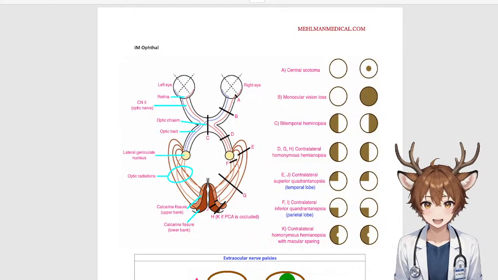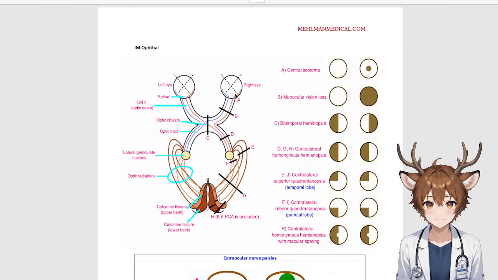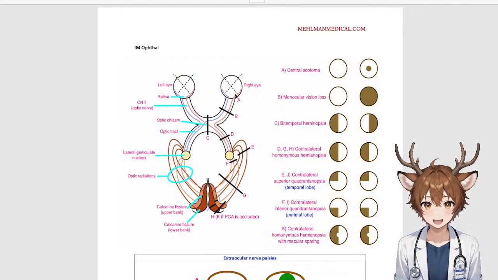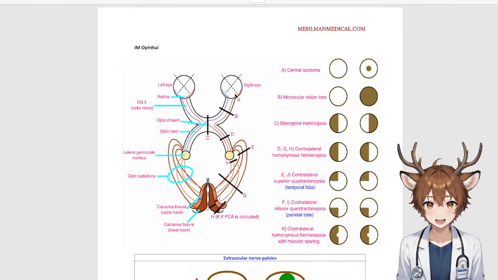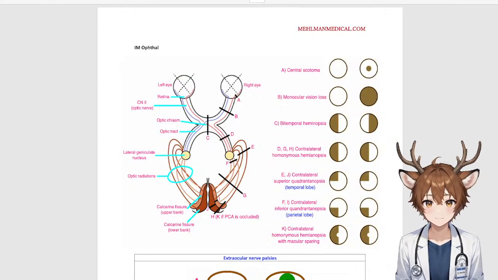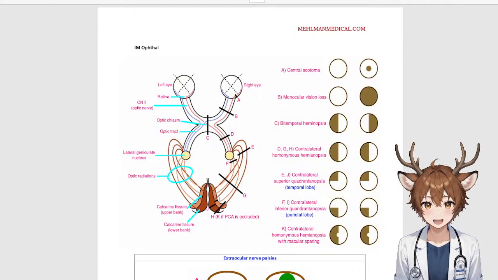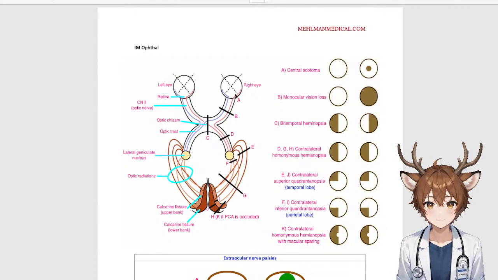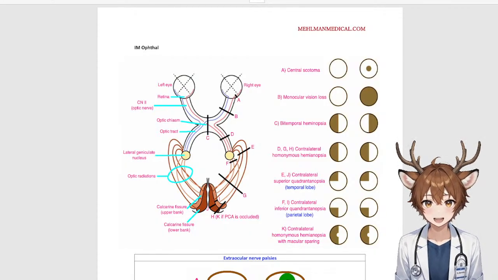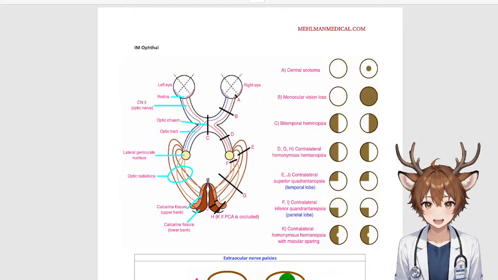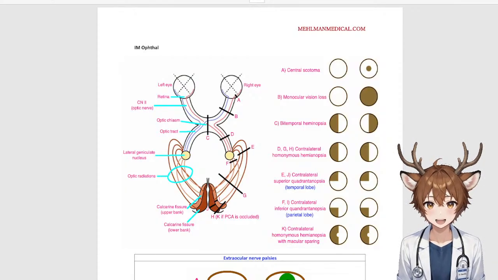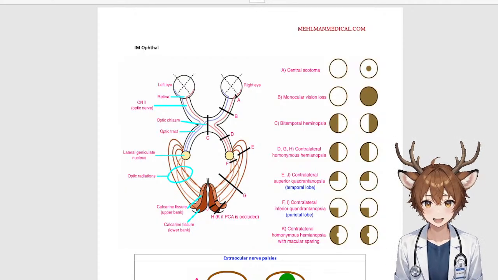So D or G or H all are going to have basically very similar presentations, which is going to be contralateral homonymous hemianopsia. So basically, if you knock out that stuff on the right side, you will have a left-sided homonymous hemianopsia, where you can't see on the left side in both eyes, which is a very interesting finding.